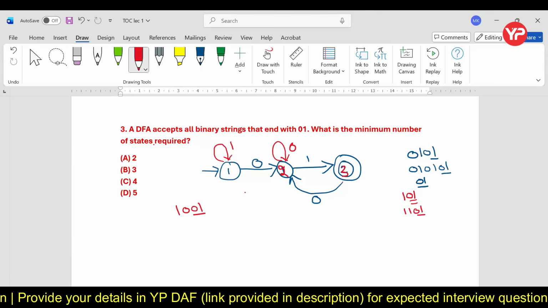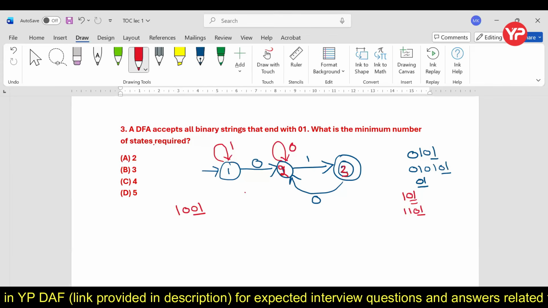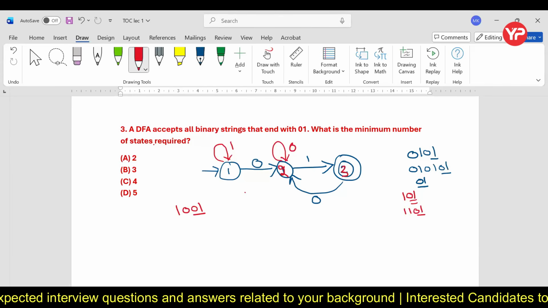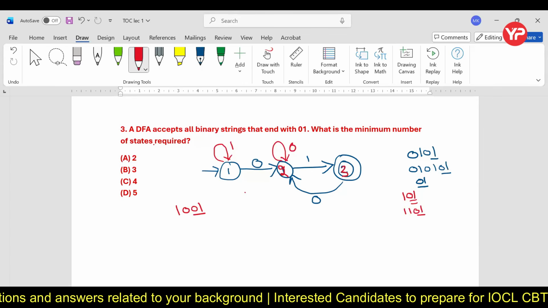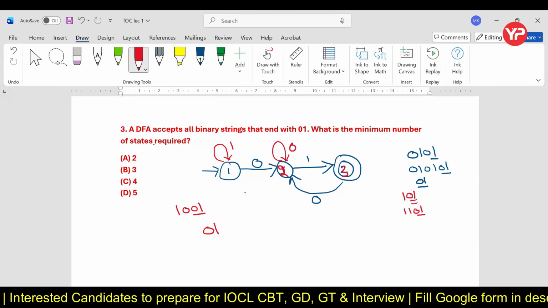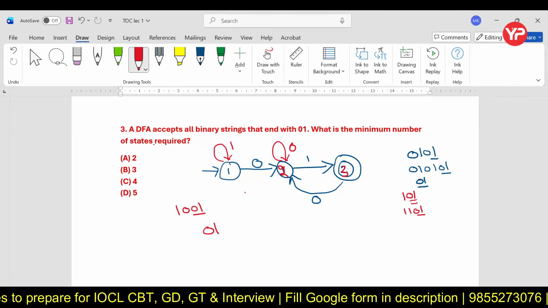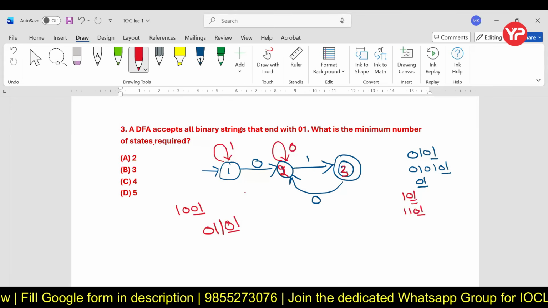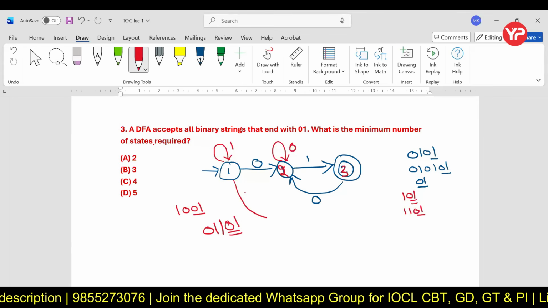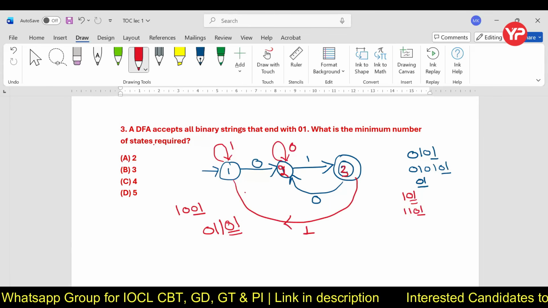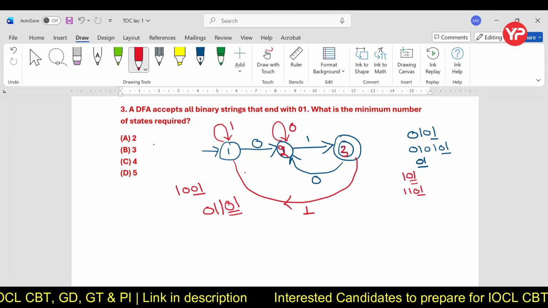Now see, my dear students, if I talk about state number 3, I already gave the transition of 0, but what about the transition of 1? Suppose that I reached state number 3 by reading 0, 1. If 1 came, then again I want 0, 1, and 0, 1 always starts from state number 1. That's why this is the case. So we require 3 states. The answer is 3.